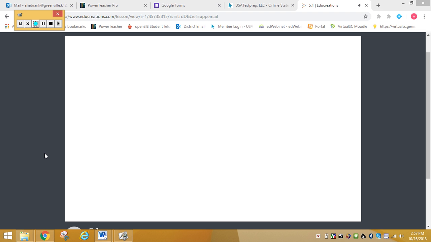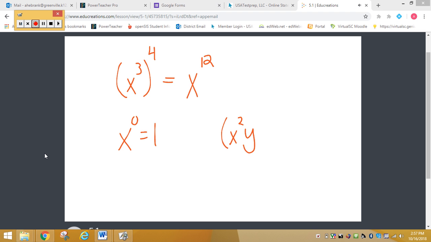The next type you'll need to know is called power to power. That's like if you have an exponent inside the parentheses and you have another one on the outside, the rule is that you multiply. So 3 times 4 would be 12. You also need to know that anything to the 0 power is 1. I could have all this craziness in here, and if it's all raised to the 0 power, your answer is just 1.